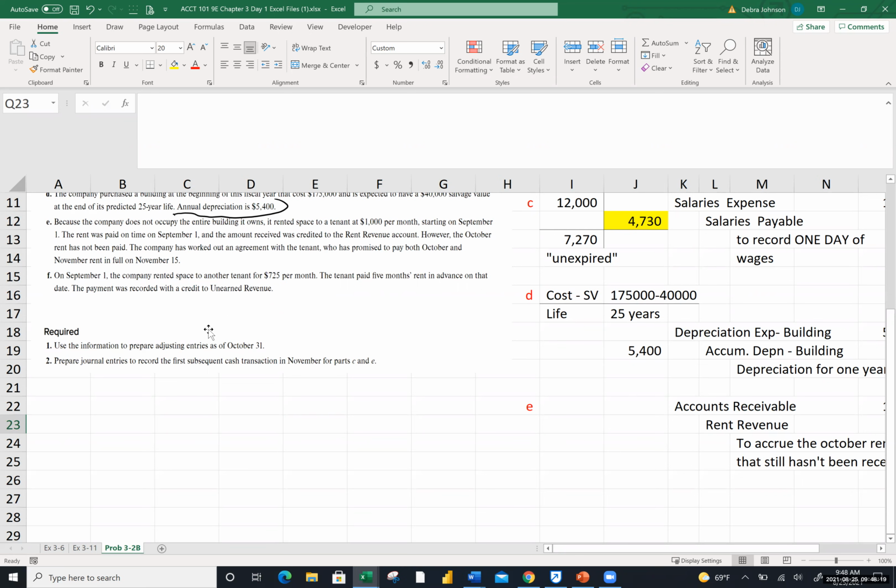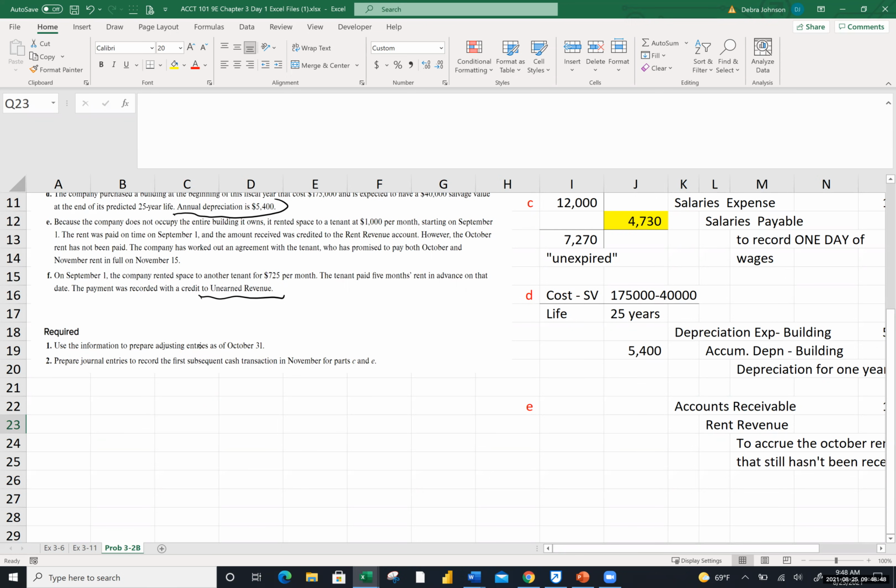On September 1st, the company rented space to another tenant for $725. This time though, the tenant gave us 5 months rent in advance. The payment was recorded in that unearned revenue. Remember, a lot of students get this confused with the prepaid. Prepaid's money that we pay out. This is not that. This is money that we got in advance, ahead of time.